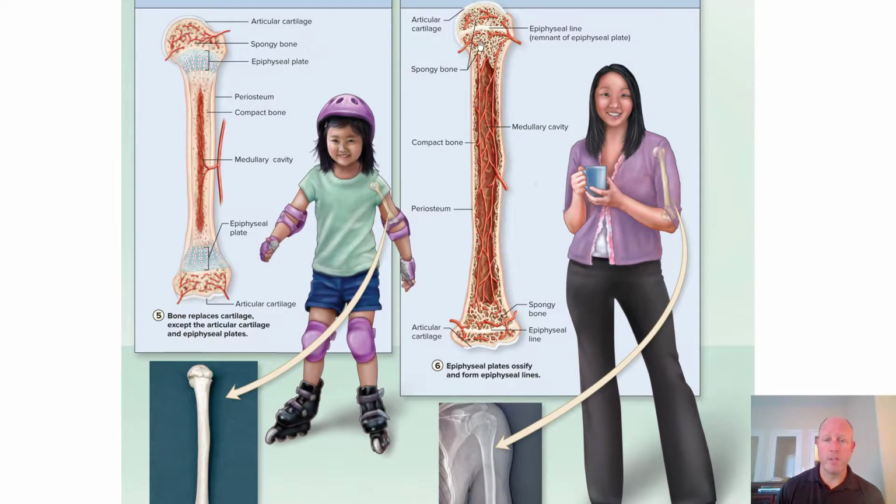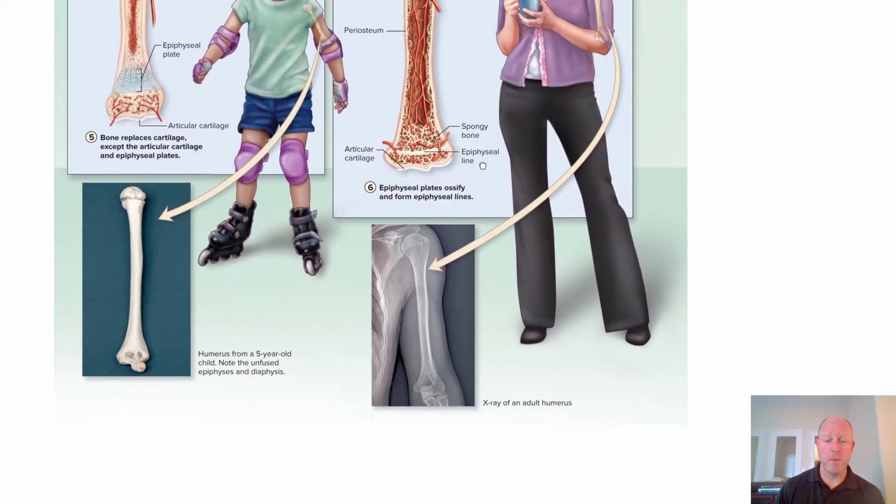Obviously, you'd expect that bone to be growing significantly in length until those epiphyseal plates become epiphyseal lines. And a great example of that is, of course, the humerus. It has unfused epiphyses and the diaphysis, where you're going to see those fuse as they grow into adulthood.